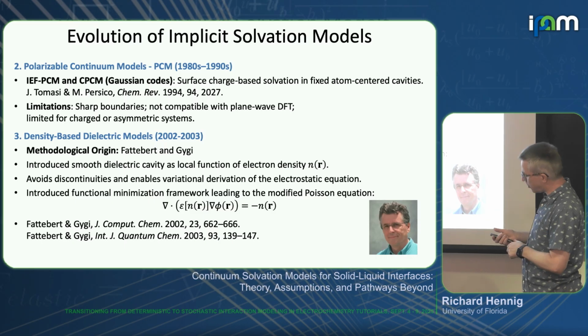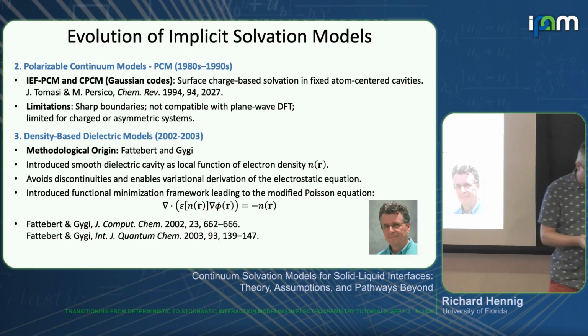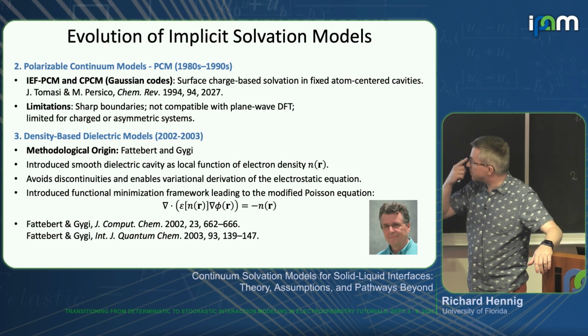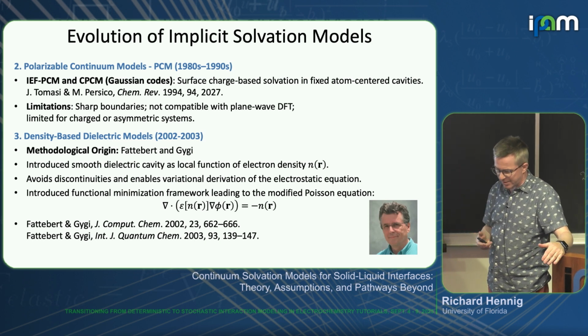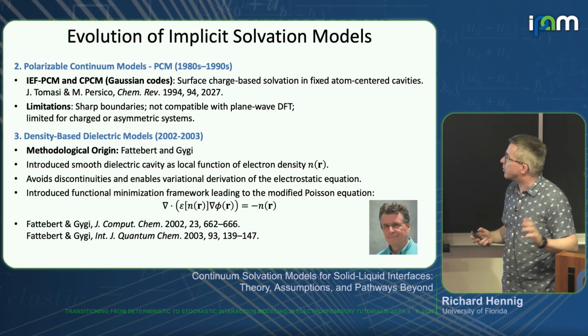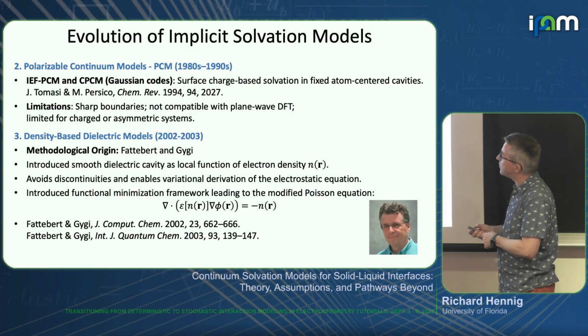They had sharp boundaries, and so one of the problems why DFT, when solid-state physicists wrote their codes, didn't look at these models is that sharp boundaries are something we don't even touch, right? You can't use a plane wave code to resolve sharp boundaries. So they were not compatible with plane wave DFT.